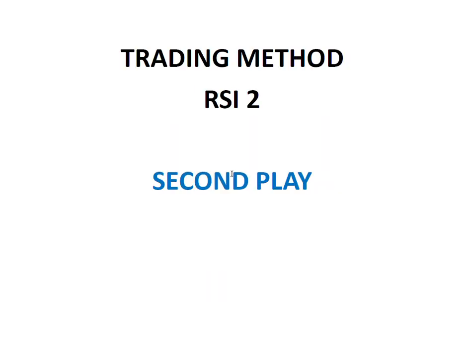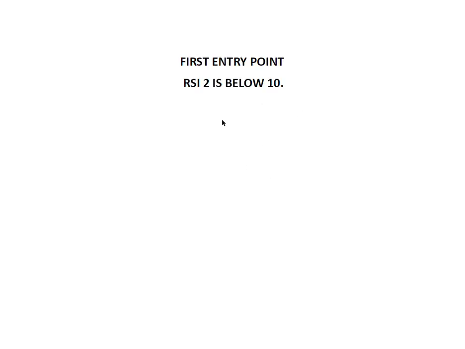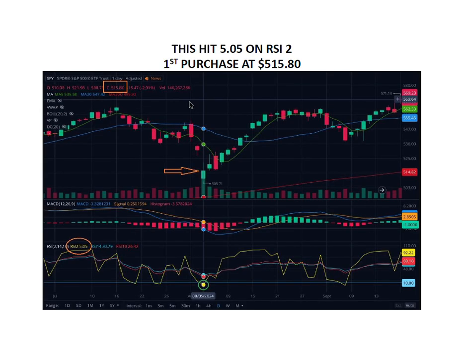So that was the first play. This is the second play, and you'll see it happened right after this one. So again, all we're looking for is that RSI2 to get below 10. And when it does, there's our buy-in, right?